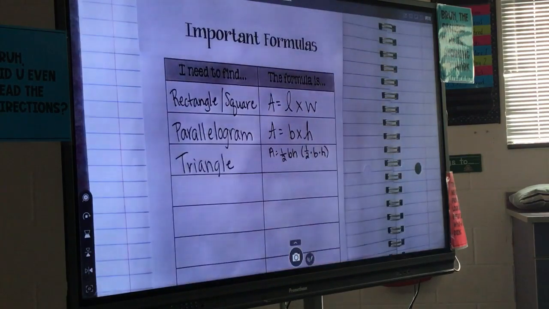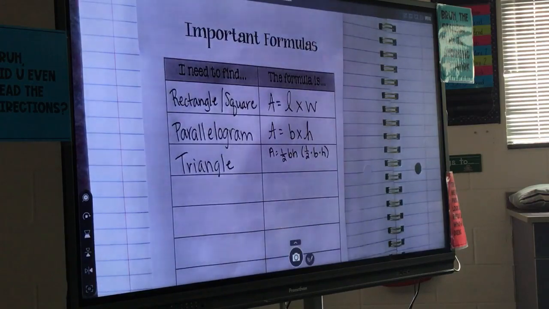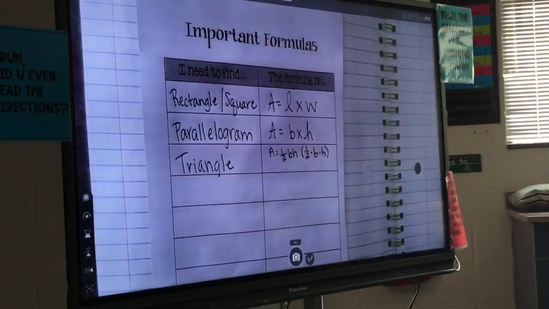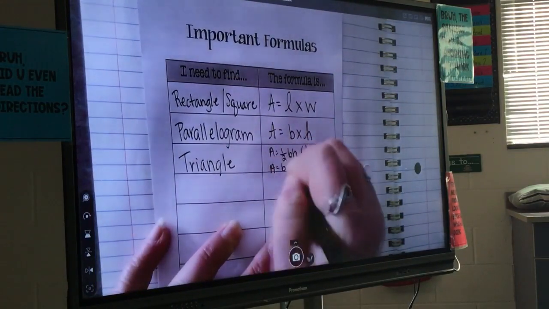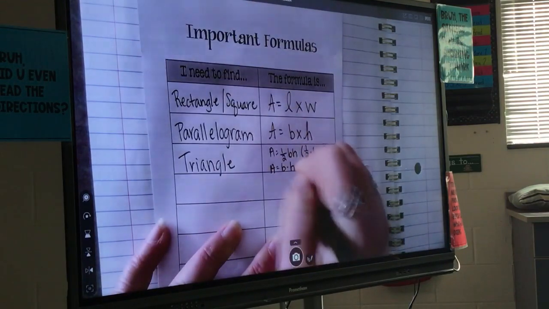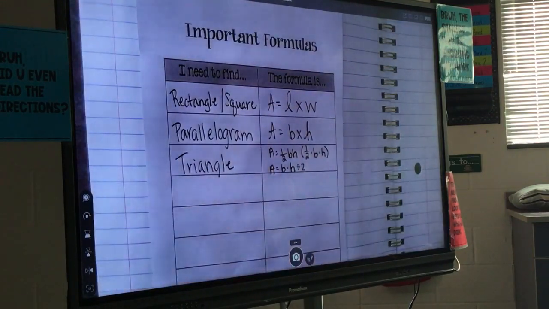Okay? What was the other way that you can find the area of a triangle? Again, it's in your notes if you copied it down. Silas. Base times height divided by height. Base times height divided by 2. Okay?